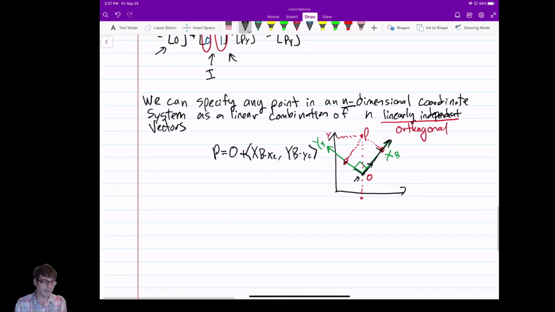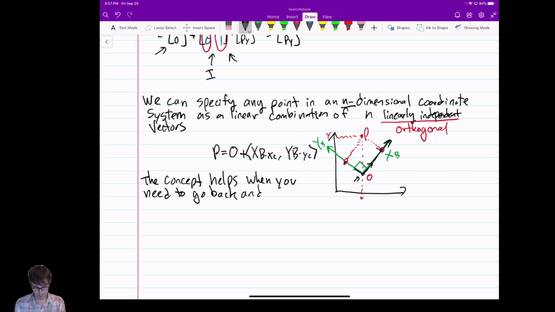coordinate system. Now, I found this concept very helpful in a few places in my professional work. So this concept helps whenever you need to go between coordinate systems, basically. When you need to go back and forth between different coordinate systems.